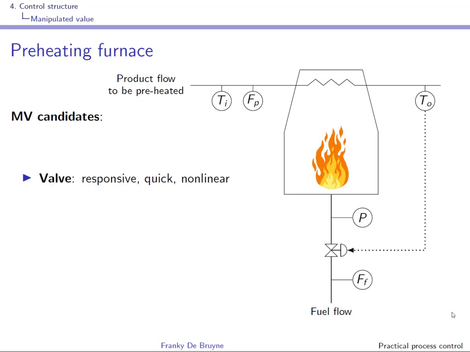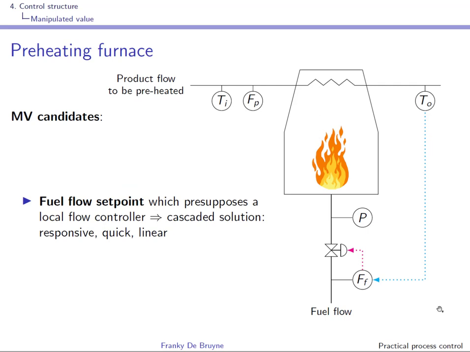Let us look at the second candidate MV, and it's probably the most obvious candidate MV. We can simply use the control valve to have our influence on the output temperature. This is going to be responsive and quick, but it will also have a non-linear behavior because most valves have a non-linear relation between input and output opening, right? So if you use this candidate MV, this will lead to a single loop control of the output temperature. The third candidate MV is to use the fuel flow set point, and this means that you have to implement a local flow controller.